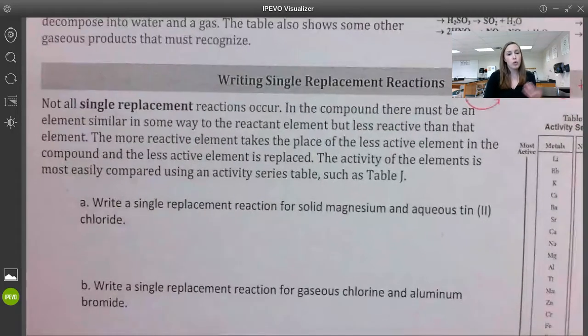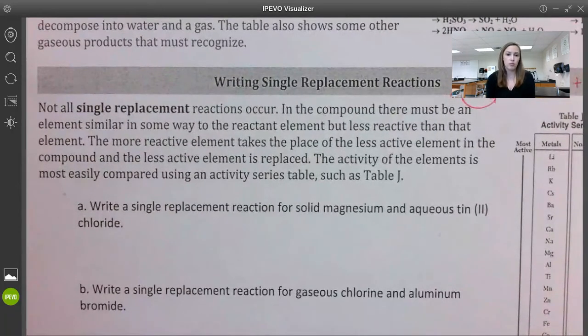So where we need to go now is writing out and predicting the products of a single replacement reaction. Now, not all single replacement reactions will occur as written, and part of this has to do with the activity of various metals and nonmetals.